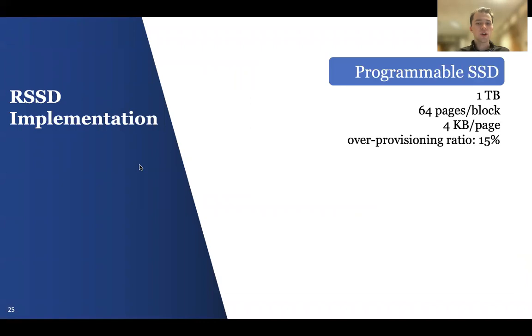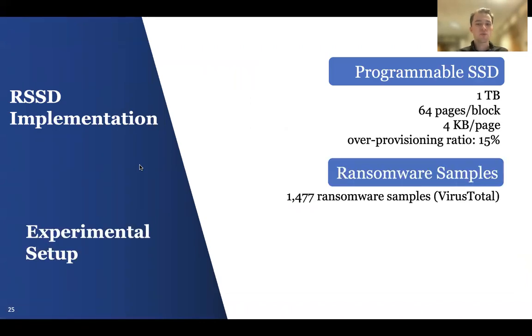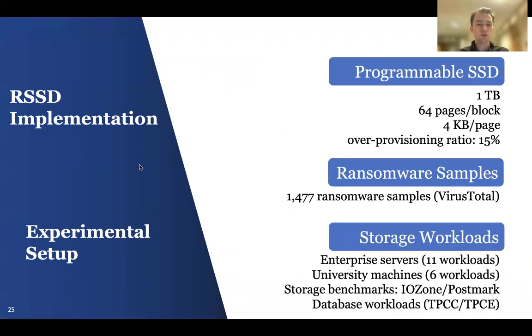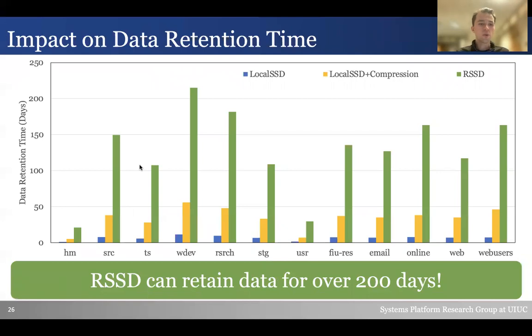We implement RSSD on a real-world FPGA board and evaluate it using traces from real ransomware samples collected from VirusTotal. We evaluate SSD from traces from MSR, FIU, as well as real workloads that we trace ourselves. First, we test the impact that RSSD has on data retention time. Here we compare the local SSD, which is an SSD that retains pages locally, naively, local SSD plus compression, which compresses the retained pages, and RSSD, which is our solution.